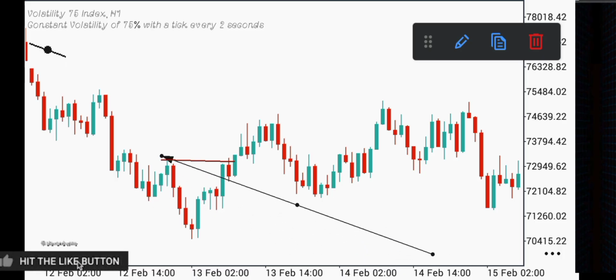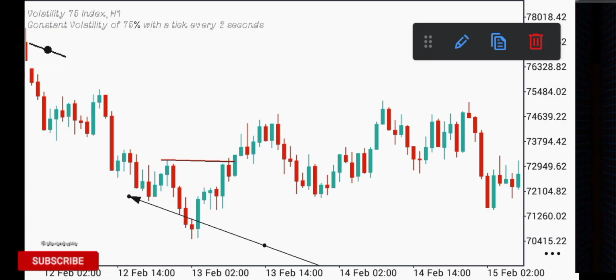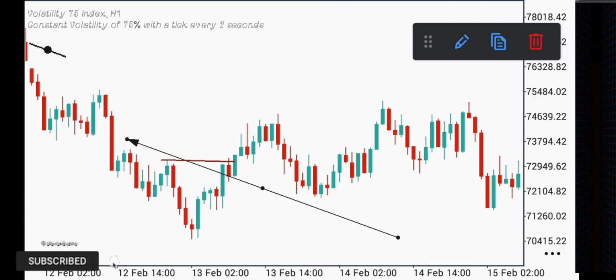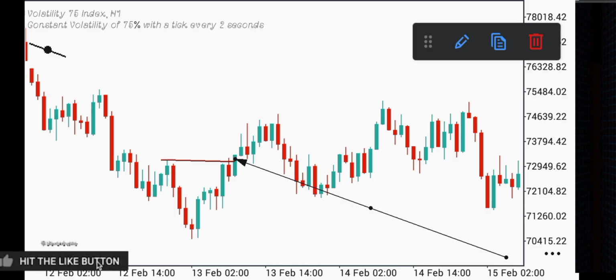This is because in trading, we consider a 3 candlestick as a valid retracement. I'll teach you guys that in our next videos. So this is a valid retracement. This is not a valid retracement. So we consider this as a high. So this is where the change of character happened.